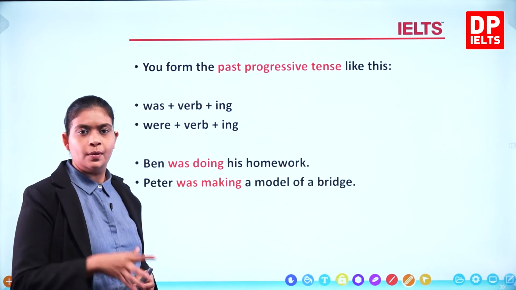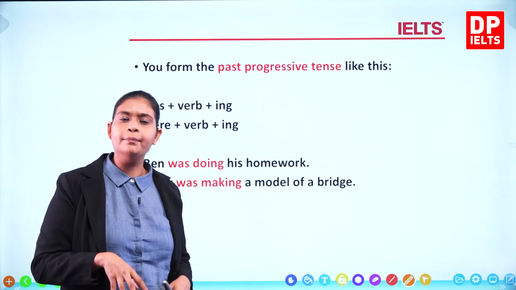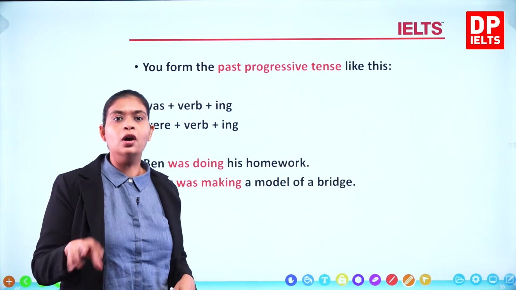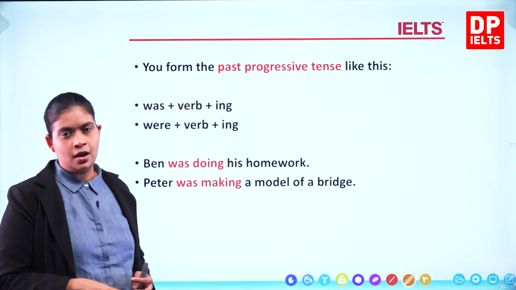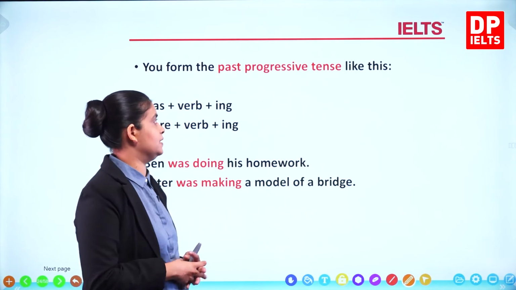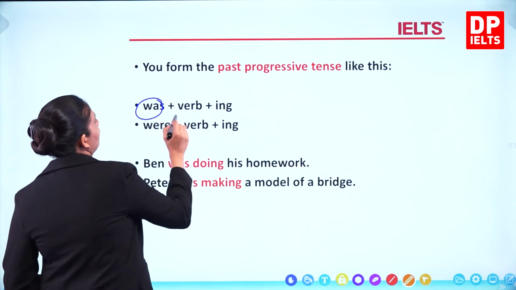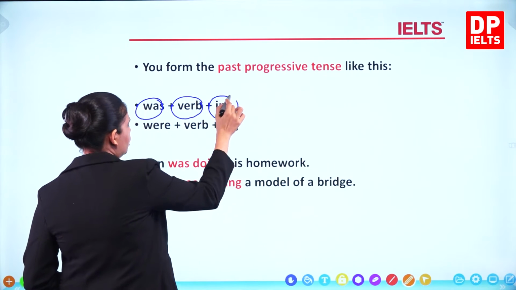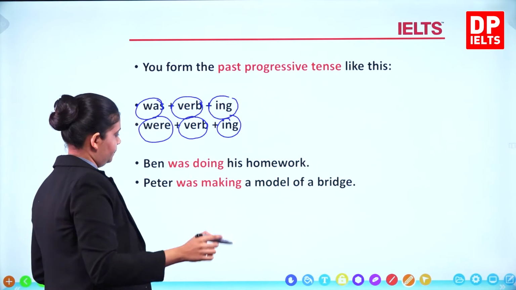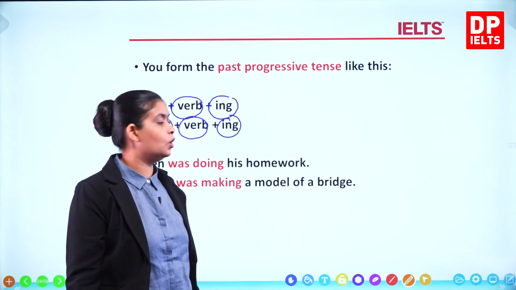Form means the structure. Present tense has am, is, are. Present continuous has am plus the verb plus ing, or is plus the verb plus ing, or are plus the verb plus ing. Past tense uses the past form, ed, ied. In the past progressive or past continuous tense, we use was plus the verb plus ing, or we use were plus the verb plus ing. I was doing his homework. Peter was making a model of a bridge.